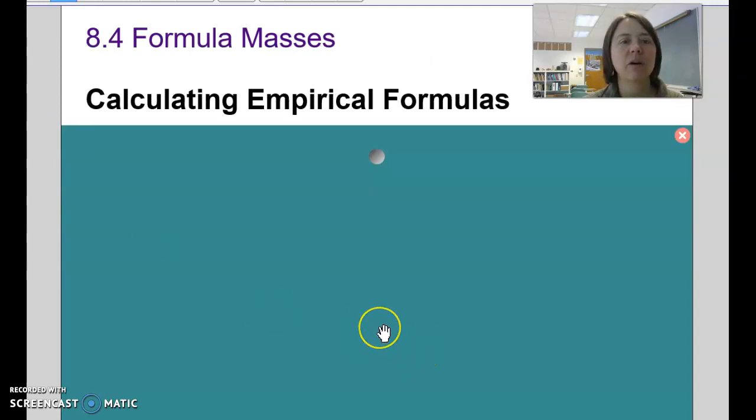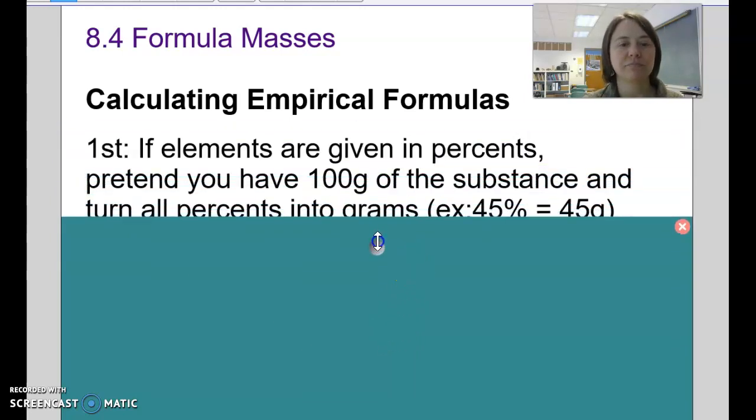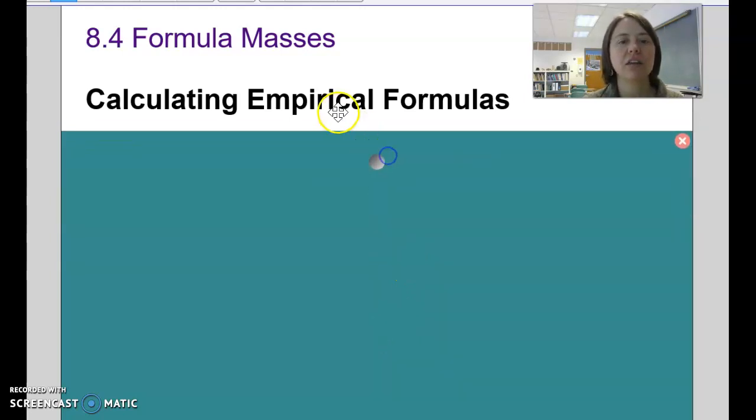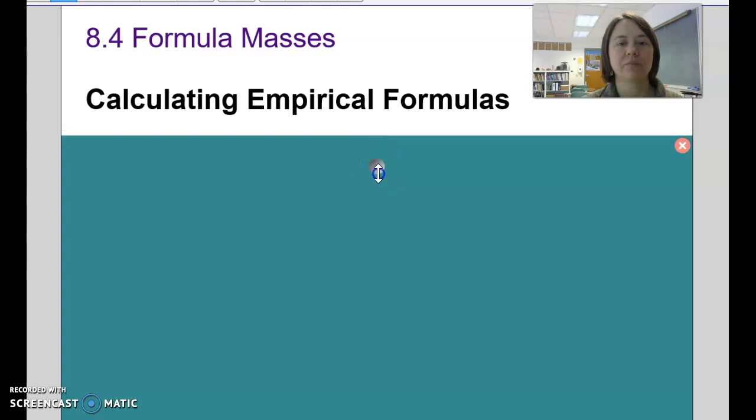Okay, so we're going to talk about calculating empirical formulas. And we talked about empirical formulas before. They are the formula in lowest terms. So if it was C6H12, the lowest terms would be C1H2. So just lowest terms formula.